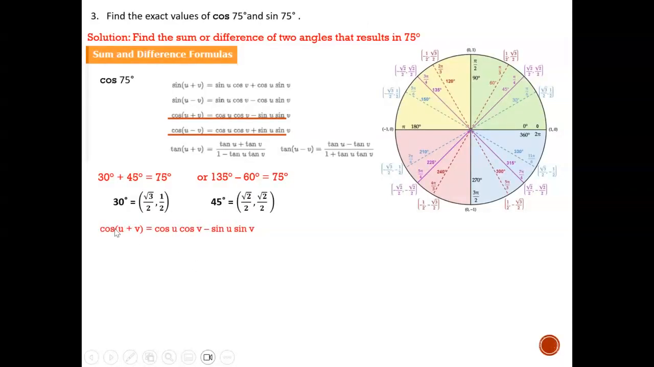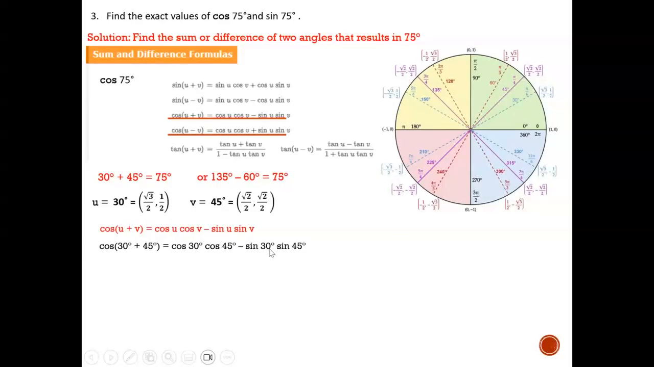Anyway, I'm going to use the cosine of u plus v. So I'm going to let u be the 30-degree angle. I'm going to let v be my 45-degree angle. So the cosine of 30 degrees plus 45 degrees is equal to cosine of 30 degrees, cosine of 45 degrees, and so on. I'm just following the formula here.